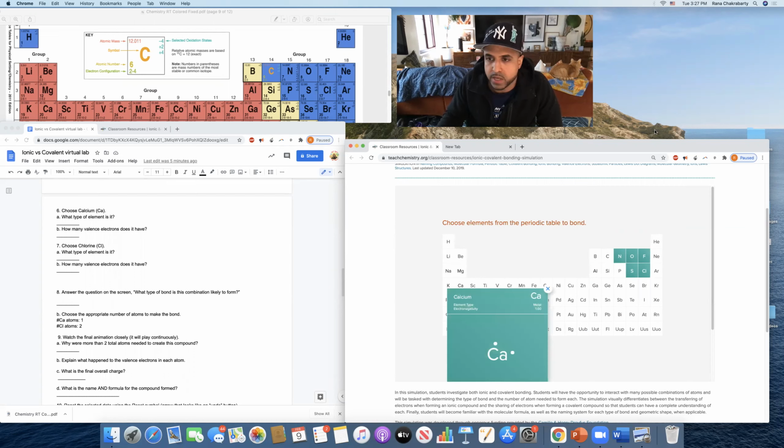Notice how calcium has 2 dots. Why does it have 2 dots? Look at the electron configuration: 2, 8, 8, 2. The last number is 2, so it has 2 valence electrons, 2 dots.